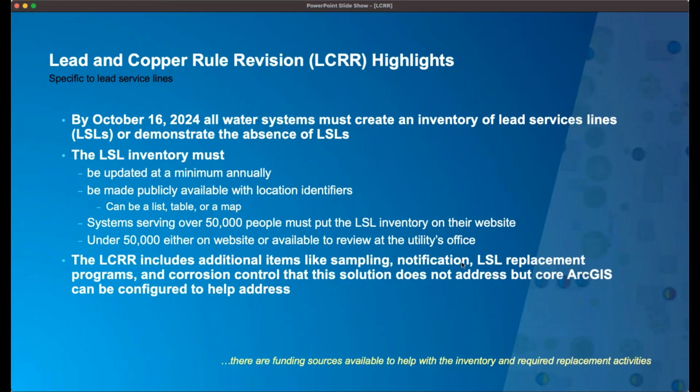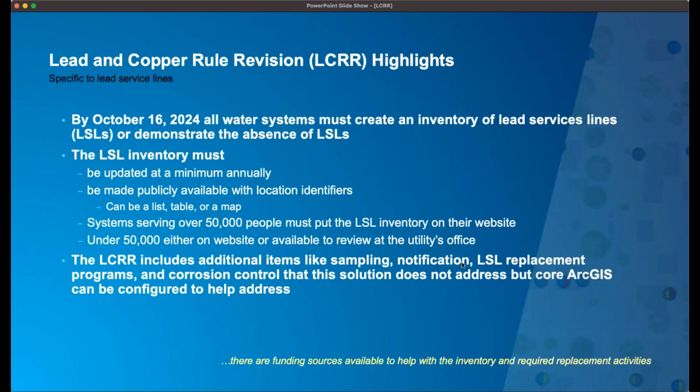If you're a water system that serves over 50,000 people, you're required to put your lead service line inventory on your website. If you serve under 50,000, you can put it on your website or make it available for review at the utilities office. We also think by far the most efficient and cost-effective way to make your lead service line inventory publicly available is to put it on your website, regardless of the size of your utility or the number of customers that you serve.